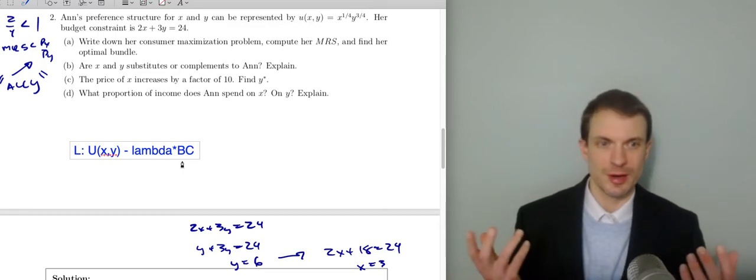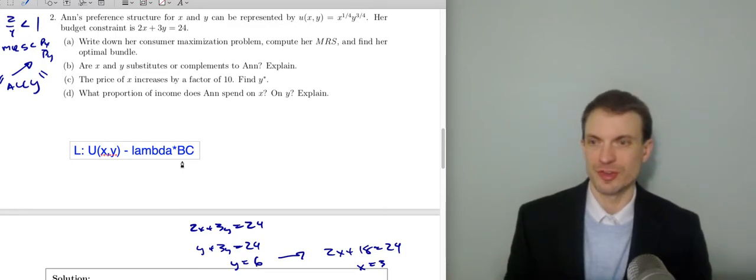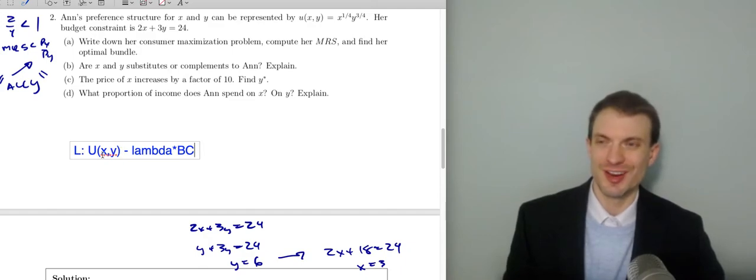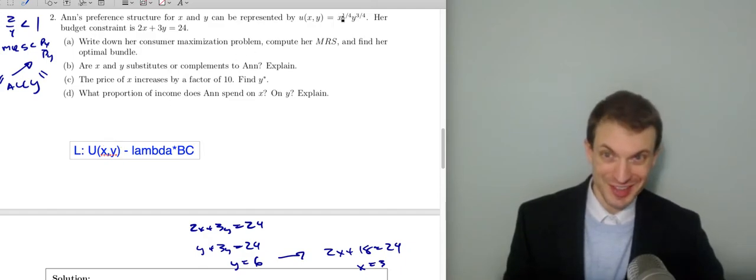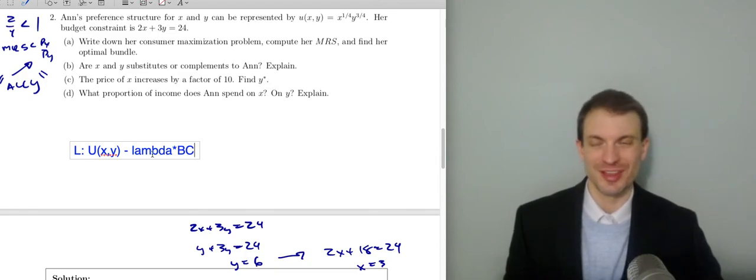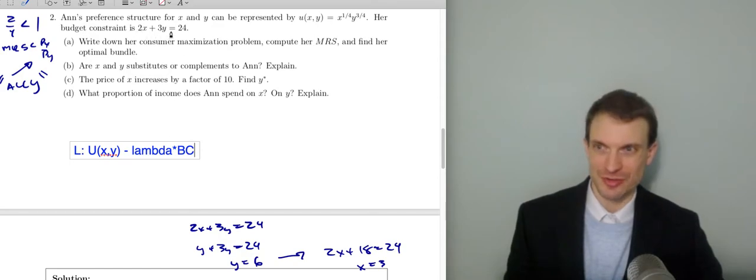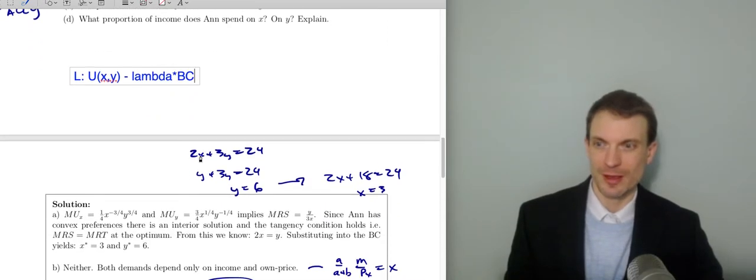So this is what we would want, and then we'll take our partials and then solve for a system of partial equations. So partial derivatives. The utility function in a Lagrangian, you replace that with x to the 1/4, y to the 3/4, minus lambda times the budget constraint. What's that? The budget constraint. It's going to be m minus, so 24 minus 2x minus 3y, right? And then that'll give us the form.